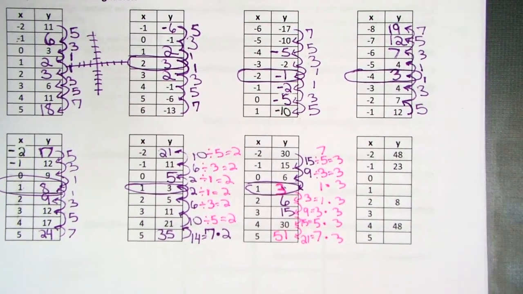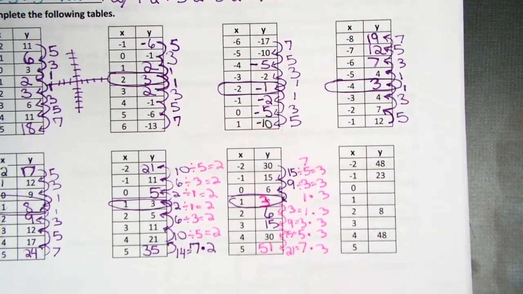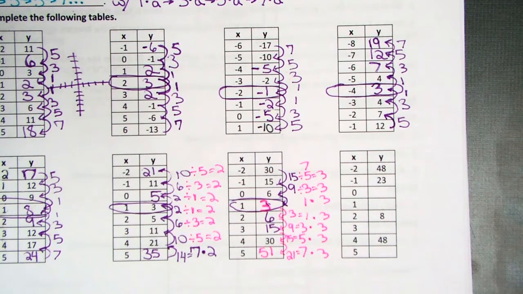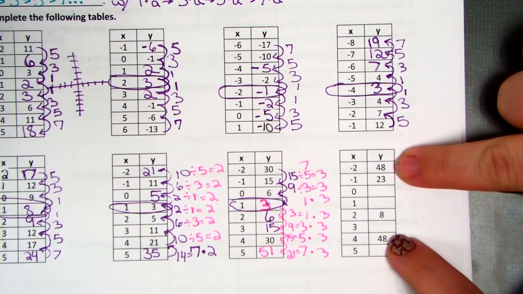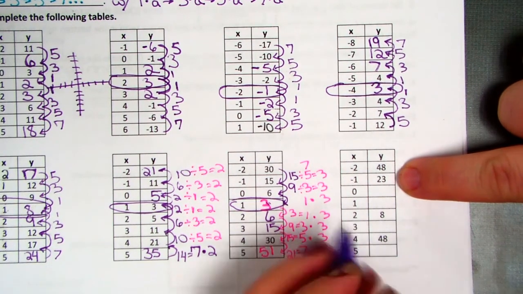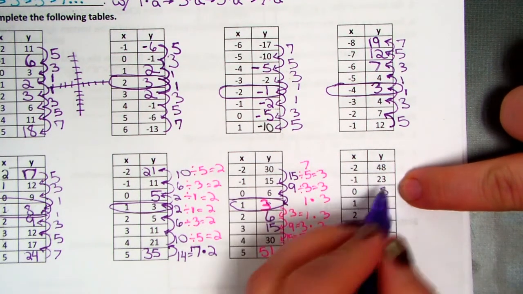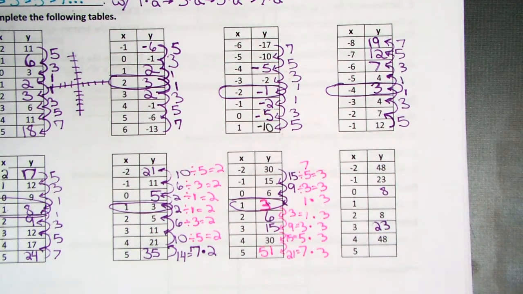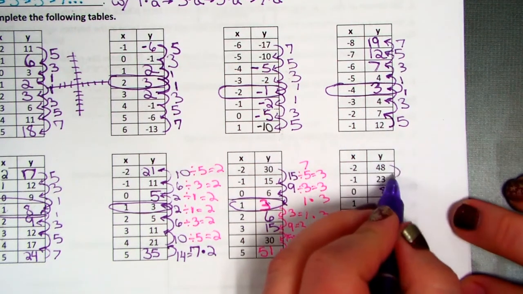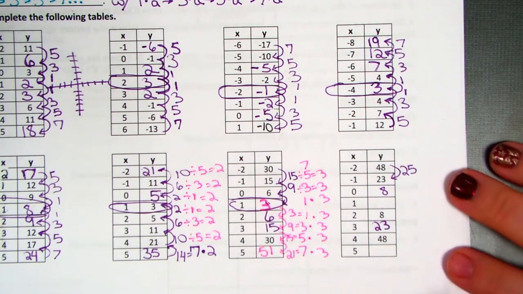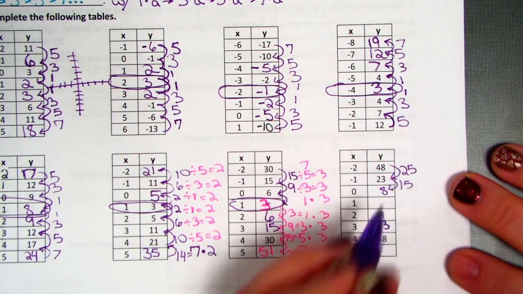One more. So here's my completed part. Moving 1 in makes this 23. Moving 1 in makes you 8. The difference between 48 and 23 is 25. The distance between 23 and 8 is 15. And then this is my vertex.